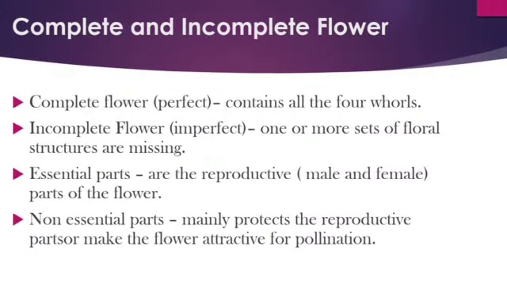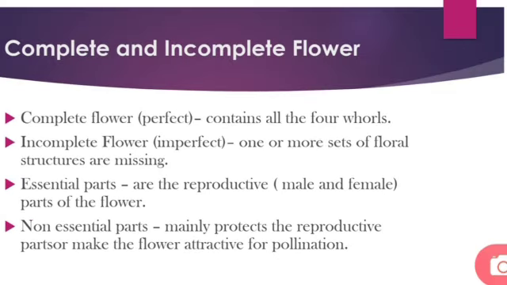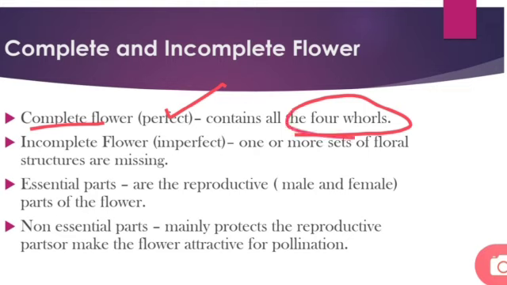Then coming to our next slide, we'll come to know which type of flower is known as a complete flower or an incomplete flower. A complete flower, which is also known as a perfect flower, contains all the four whorls. So now you understood what the four whorls are: sepals, which means calyx, petals, which means corolla, androecium, and gynoecium.